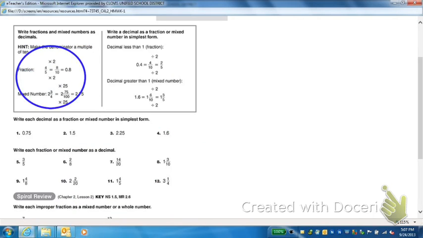Now let's take a look at some of the homework for lesson 2. So here at the top, it shows you that when you want to change a fraction to a decimal, change the denominator to a 10, and that makes it easier. So here for 4/5, we times both the numerator and denominator by 2. We got 8/10, which is easy to make that 0.8.